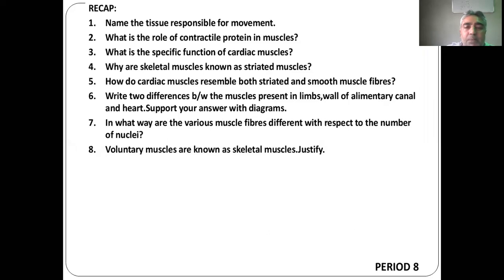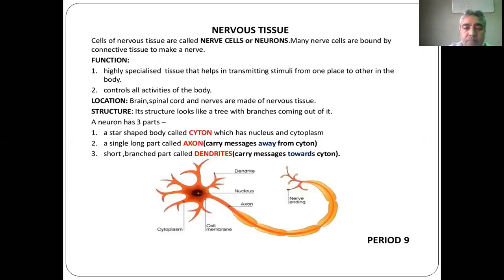Name the tissue responsible for movement. What is the role of contractile protein in muscle? What is the specific function of cardiac muscles? Why are skeletal muscles known as striated muscles? How do cardiac muscles resemble both striated and smooth muscle fibers? What is the difference between muscle present in limbs, wall of alimentary canal, and heart? In what way are the various muscle fibers different with respect to the number of nuclei? Voluntary muscles are known as skeletal muscles, and why?